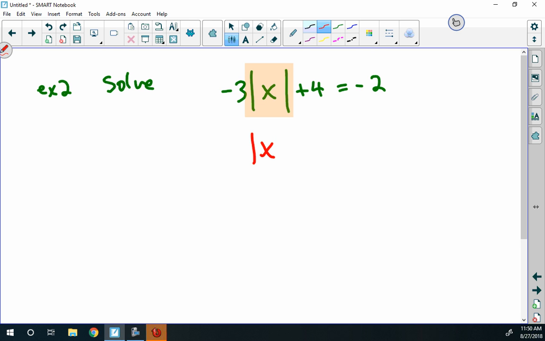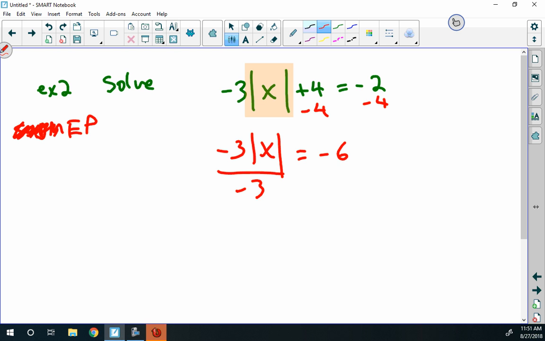The absolute value of x, if I go ahead and subtract the 4 from both sides, which I should do first, because when you solve equations, it's SADMEP. I'm adding and subtracting the 4, so SADMEP. So we're going to have negative 3 times the absolute value of x. That's going to equal, what's that going to be, negative 6, right? And then what? Then can I multiply or divide? Yes, I can. I'm going to go ahead and divide by negative 3.